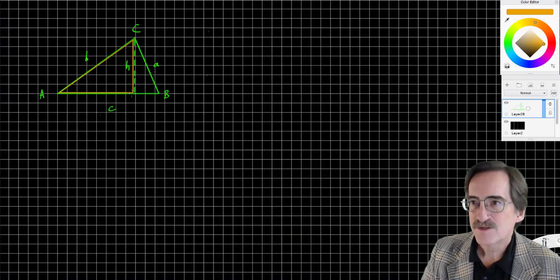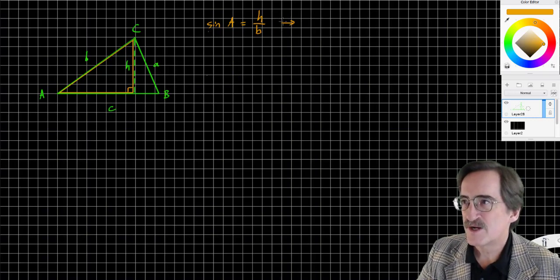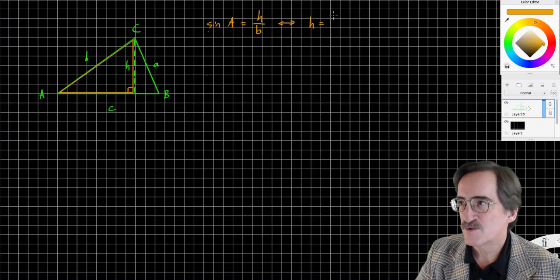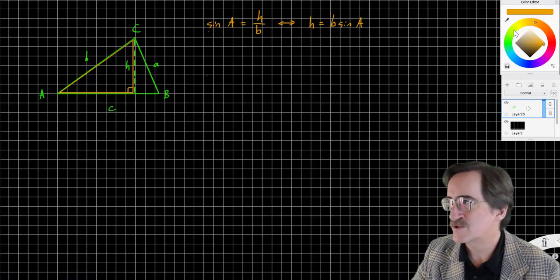So that's a right triangle, so SOHCAHTOA works. Sine is opposite over hypotenuse. The opposite is H, the hypotenuse is B. Now multiplying both sides by B ends up with H equals B sine A. And we're going to stop right there and keep that result.